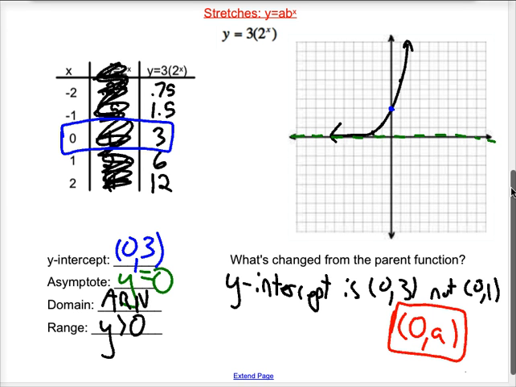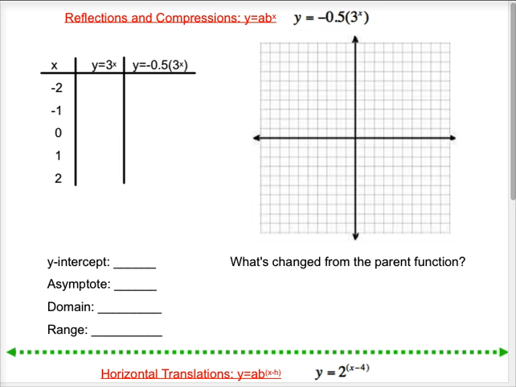All right, let's move on to our next graph. So reflections and compressions. All right, so we're going to start again with our basic parent function. So 3 to the negative 2 is 0.11. 3 to the negative 1, 0.33. 3 to the 0 is 1. 3 to the 1 is 3. 3 to the 2 is 9.